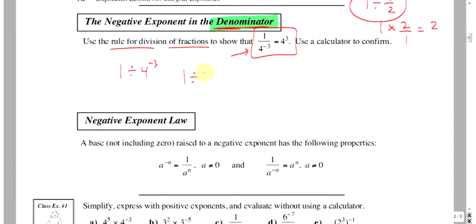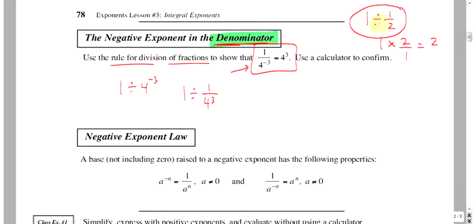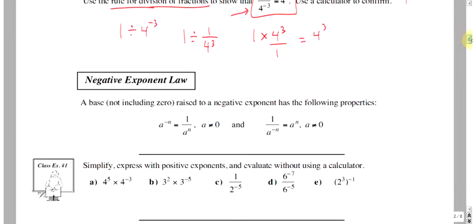So I have 1 divided by 1 over 4 to the positive 3. I don't want to divide these. How do I multiply them? I flip it. Okay? Flip the fraction. Now you can multiply. It works. It's a little trick. Okay? What's 1 times 4 cubed? 4 cubed. Divided by 1, it's still 4 cubed. Check. I just proved it. Okay? Using rule for division of fractions, which hopefully most of you got in grade 8. I know my kids did. All right? So, a little bit different.